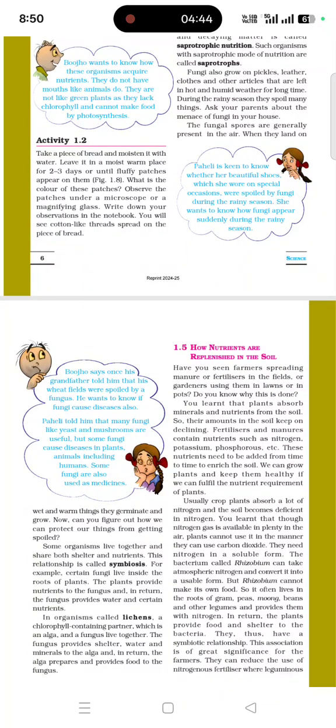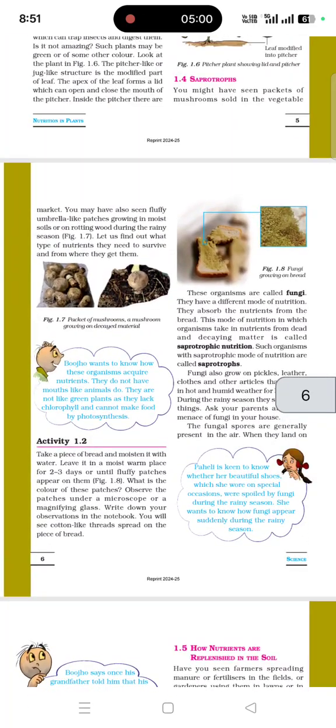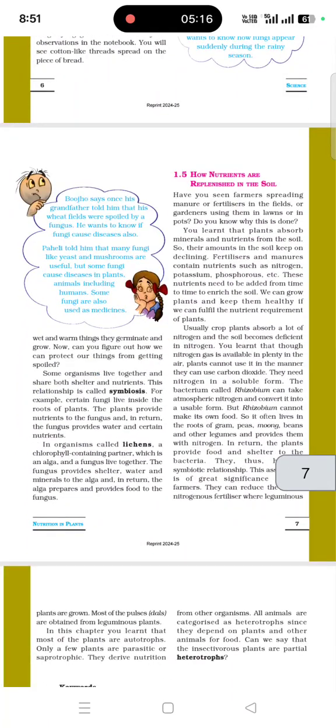Take a piece of bread and moisten it with water. Why? Because moisture and humidity are the most important factors for the growth of fungal patches. Leave it in a moist, warm place for 2 to 3 days until fluffy patches appear on it. What is the color of these patches? Generally it is greenish in color, right? We would have observed this sometimes in our food materials. While consuming this, it will harm our body, so such foods should be avoided. This is said to be the bread mold fungi.